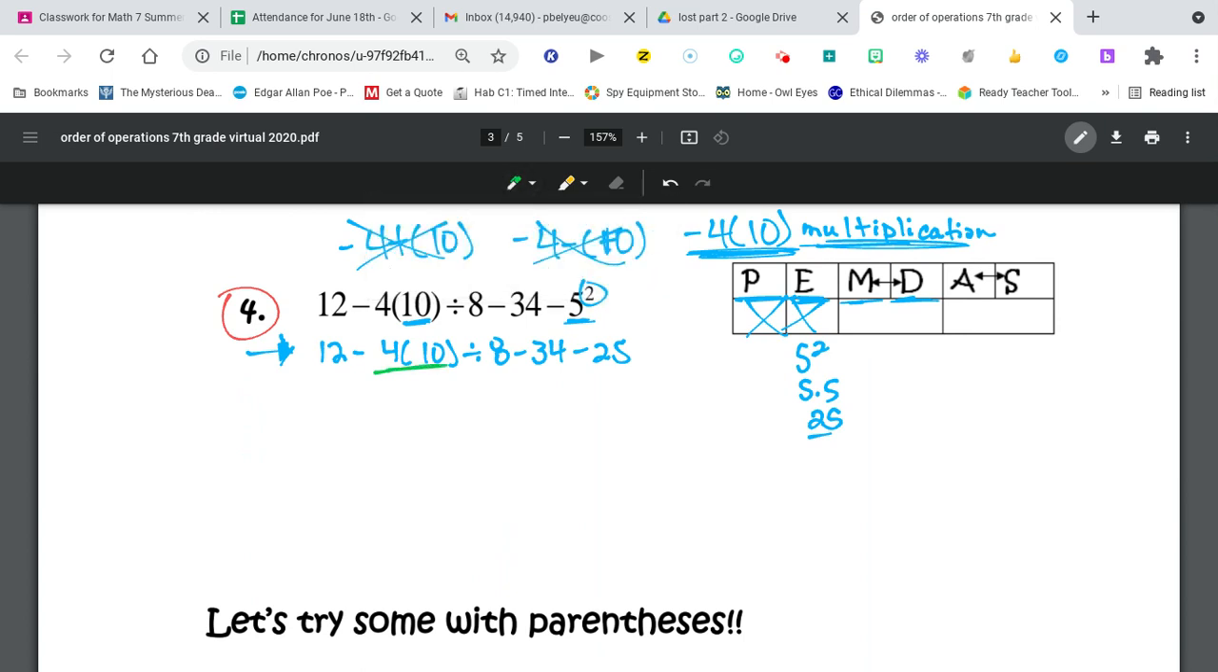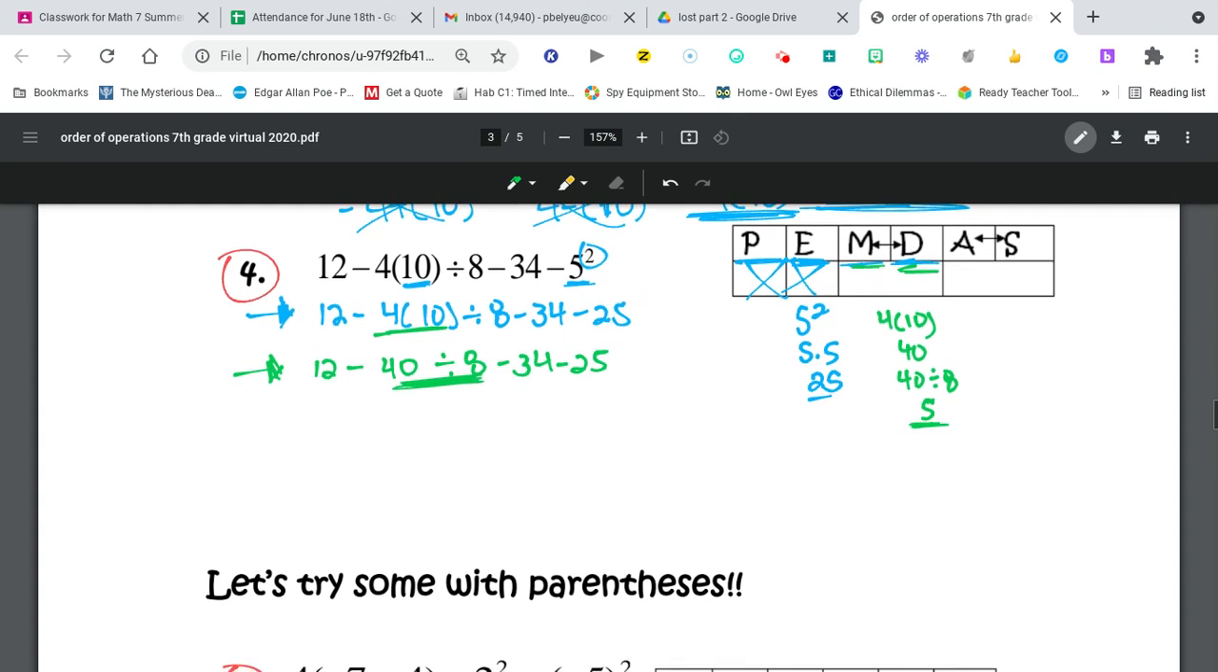So I know that I have 4 times 10, which is 40. So I have 12 minus 40 divided by 8. Bring the rest of the stuff down. That's all you're changing. You're just changing one little thing at a time. Now look at this row and see if you have any multiplication or division left. Sure, I got division right there. That's 40 divided by 8, which is 5. So I get to replace both of these numbers with the number 5, because 40 divided by 8 is 5.